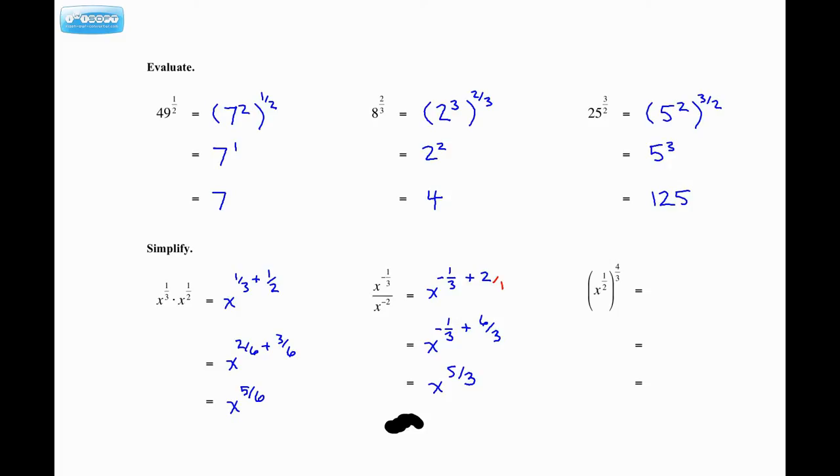Finally, x to the 1/2 to the power of 4/3. Well, I can multiply these together. Okay. So what is 1/2 times 4/3? Well, 1 times 4 is 4, and 2 times 3 is 6. Okay. Now, this is reducible. And we're done.